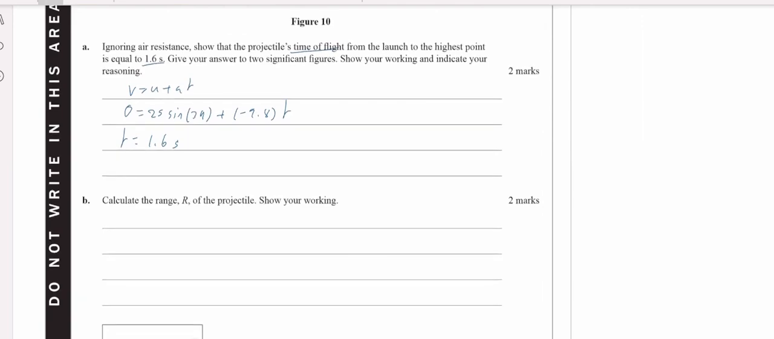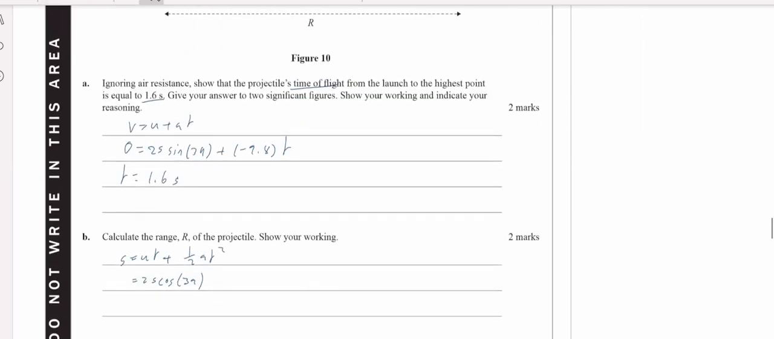Calculate the range of the projectile. We can use another constant acceleration formula, s equals half a t squared for the horizontal. So initial velocity is 25 cos 39, and the time will be double that at the highest point, so 2 times 1.6, which is 62 meters.